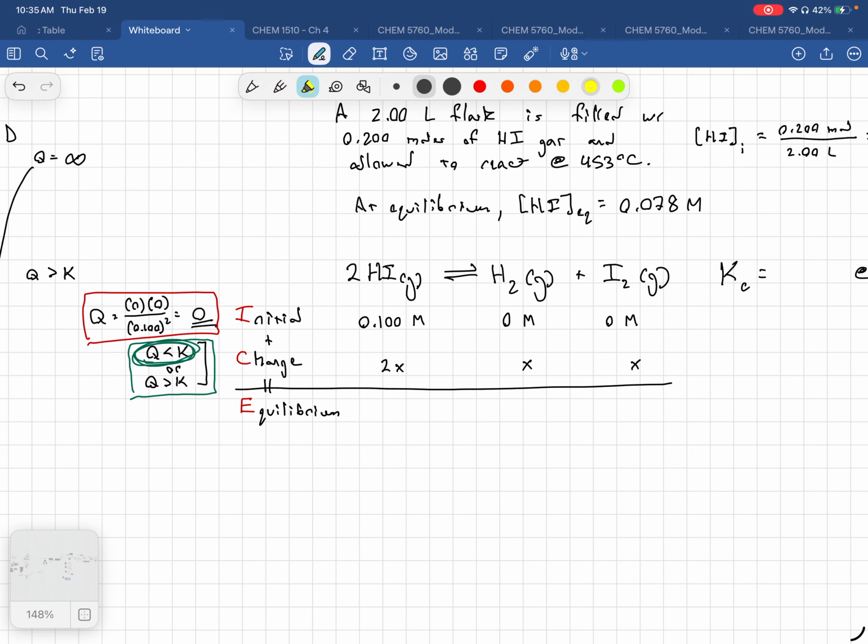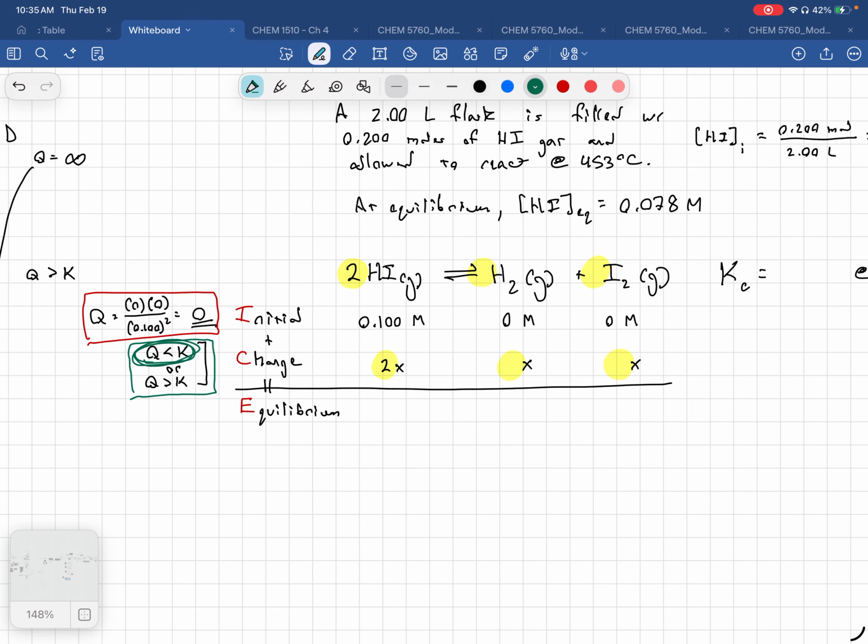First thing to note is these are going to change by some amount and it's based on their coefficients. So to get to equilibrium, the change in HI is going to be twice the change in the H2 and I2 concentrations, because we have to follow stoichiometry. We talked about that in chapter 16 with kinetics.